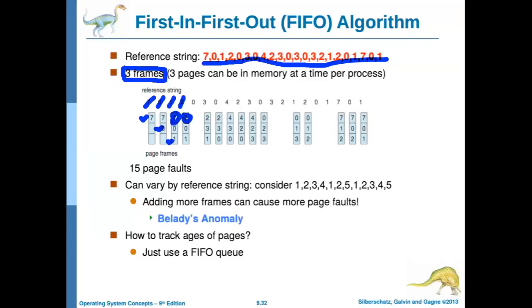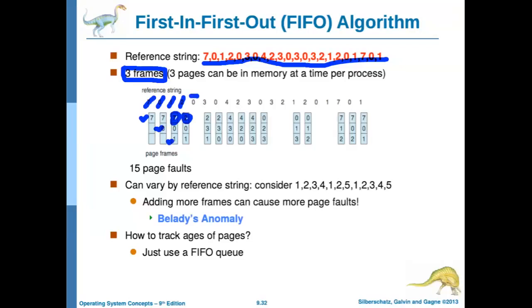Now next is what? 0. And 0 is already there, no? 0 is already there. So that means there is no page fault. The OS tried to access this 0th page and it is found in the main memory. So it is simply an access. There is no page fault.